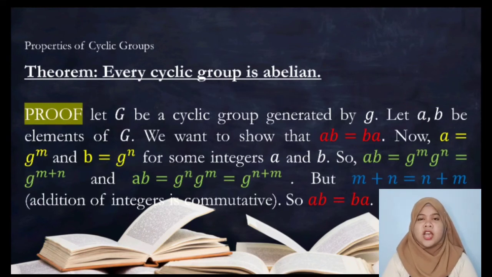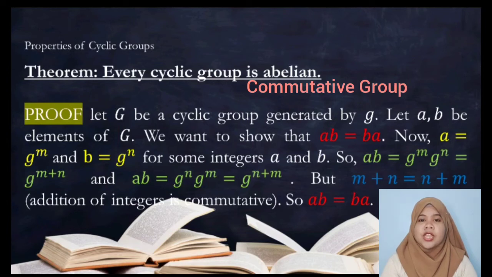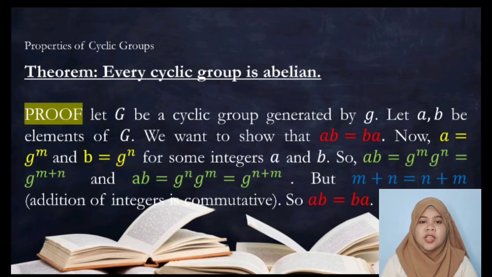Let's now move on to another property of cyclic groups, which is the theorem: every cyclic group is abelian. An abelian group is also called a commutative group, in which the result of applying the group operation to two group elements does not depend on the order in which they are written. So let's have the proof. Let G be a cyclic group generated by g. Let a and b be elements of G. In that case, we want to show that ab is equal to ba.